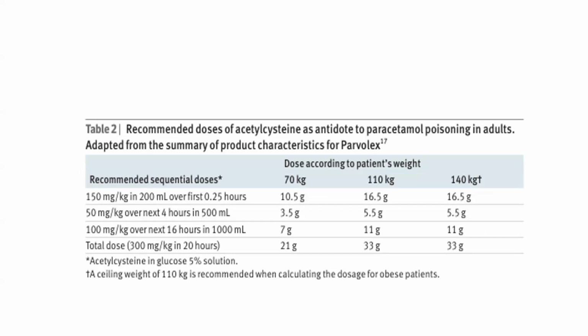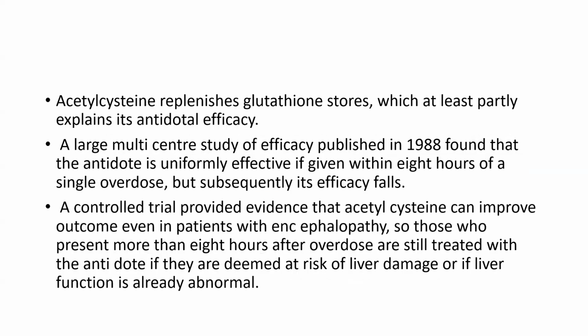So it should be given as 150 mg per kg in 200 ml over the first 0.25 hours. Then 50 mg per kg in the next 4 hours in 500 ml. Then 100 mg per kg over the next 16 hours in 1000 ml. So the total dose is 300 mg per kg in 20 hours. Acetylcysteine replenishes the glutathione store, which at least partly explains its antidotal efficacy.